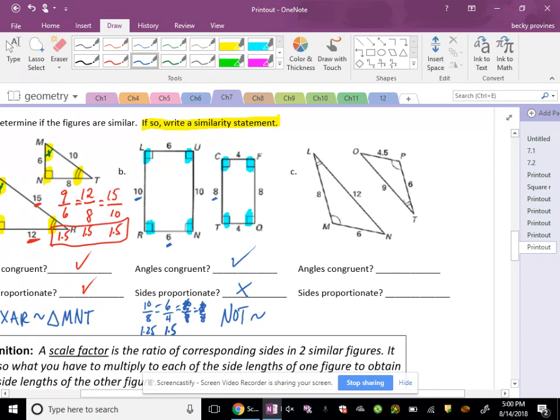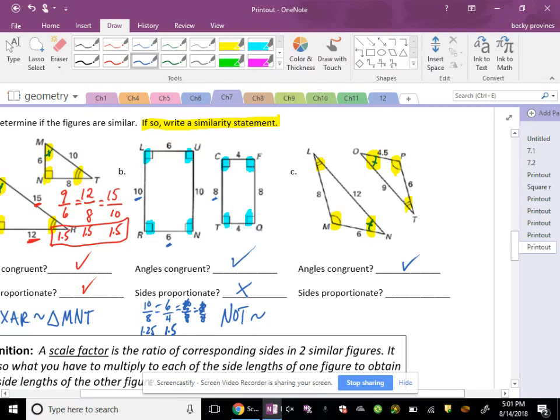Okay, for letter C, I'm going to prove that all the angles are congruent. Let's see. L is congruent with T because I look at the markings. M with P. And then can I prove the other two? I can because, again, of that third angle theorem that tells me these two angles are the same because the other two are the same in a triangle. This rule only works for triangles. So are the triangle angles congruent? Check. Now we have to check the sides.